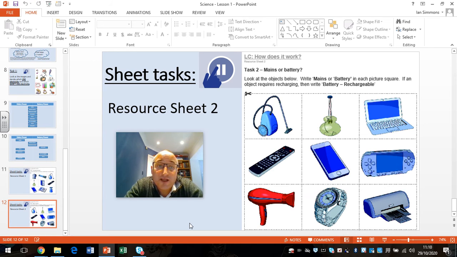Okay, you've got a sheet for this one too. This is your second task. And what you need to do is to decide whether it's mains powered or battery powered. Mains is it's plugged in. Batteries, you have to put batteries inside it. Now, if you've got one that is battery powered, but you think it has to be recharged, then write battery rechargeable underneath.